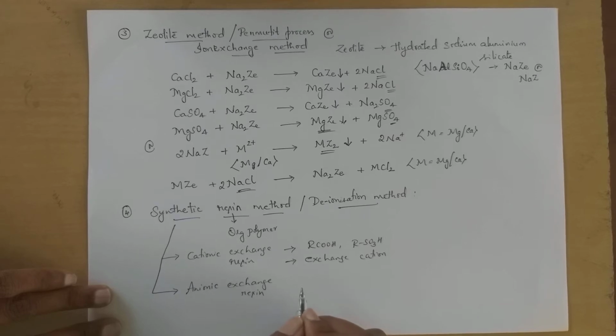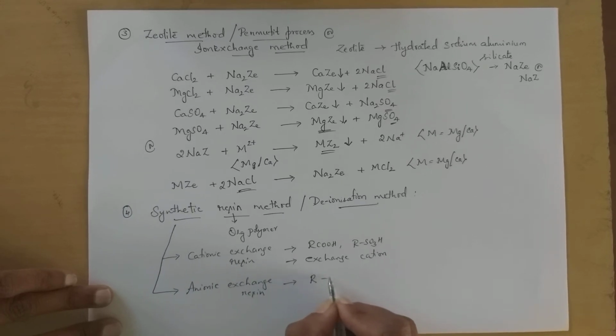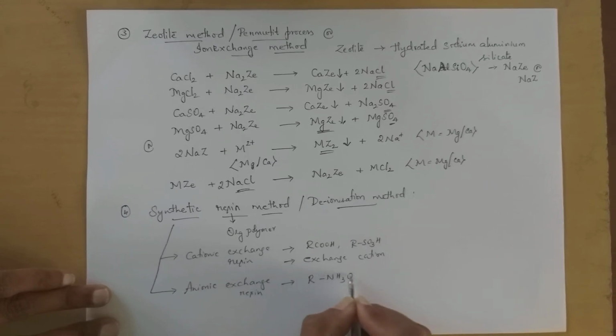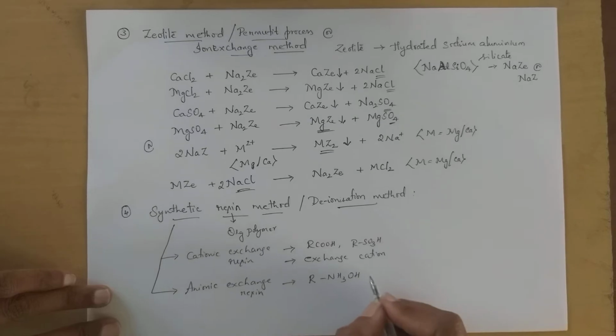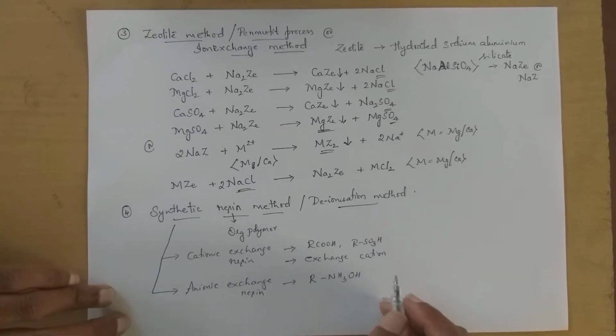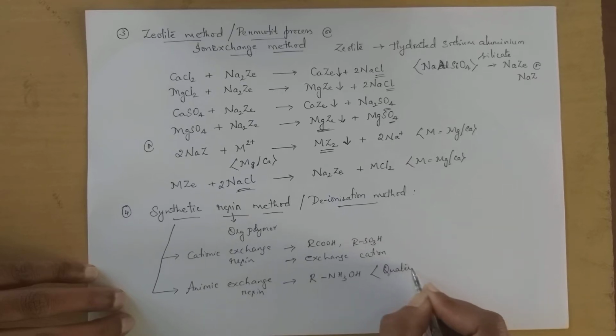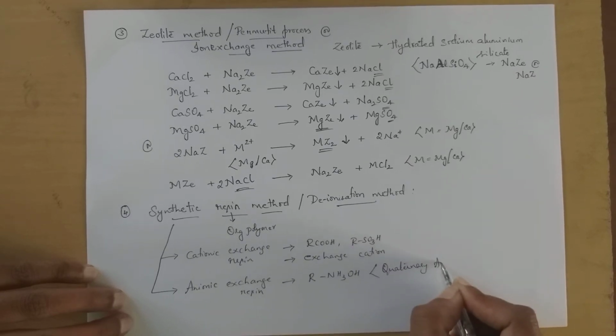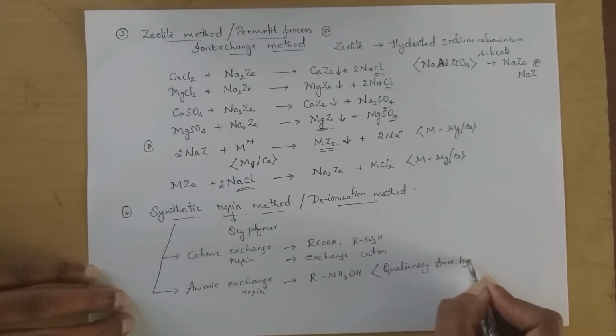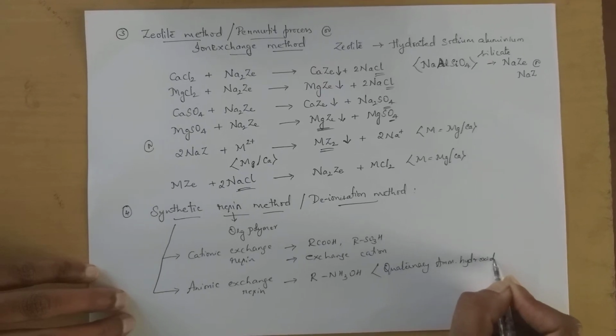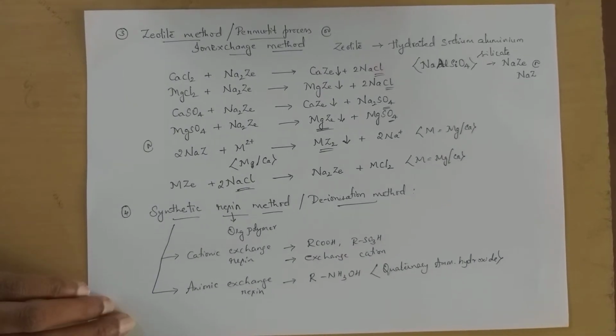Whereas anionic exchange resin contains a functional group, that is RNH3OH. Okay? So that is nothing but quaternary ammonium hydroxide. Quaternary ammonium hydroxide. So we have primary, secondary, tertiary and quaternary, that is based on the position.